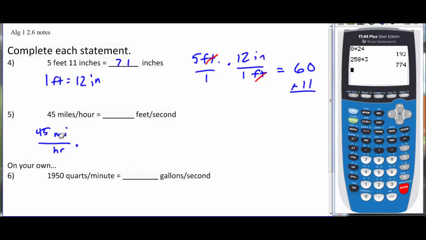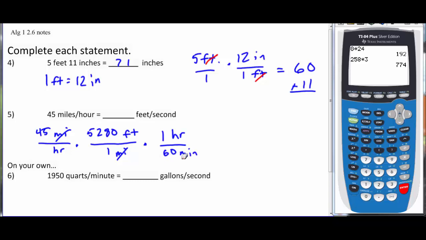First of all, I need to know that there are 5,280 feet per 1 mile. And that conversion right there will get me into feet. Miles will be gone. But this also says per second, not per hour. Now, we know that there's 60 minutes per hour. So I'm going to do hours up here and 60 minutes down here.